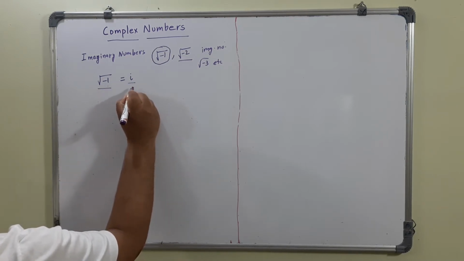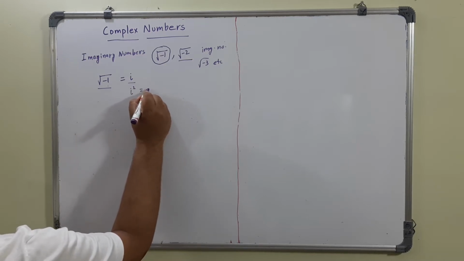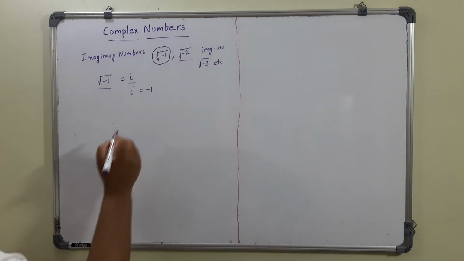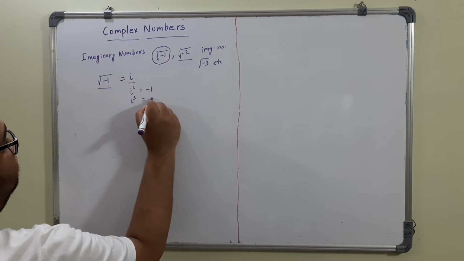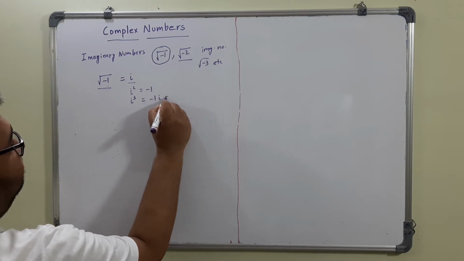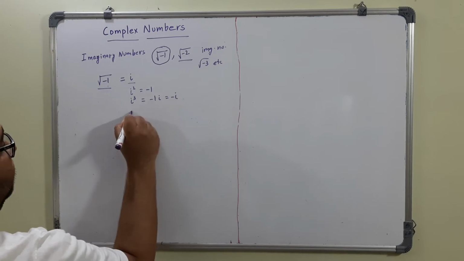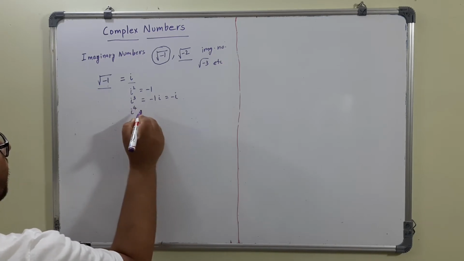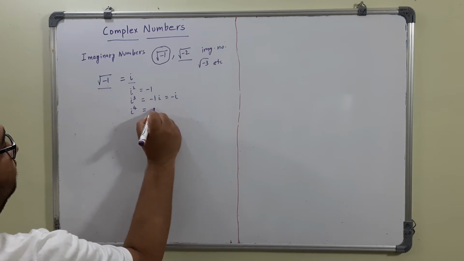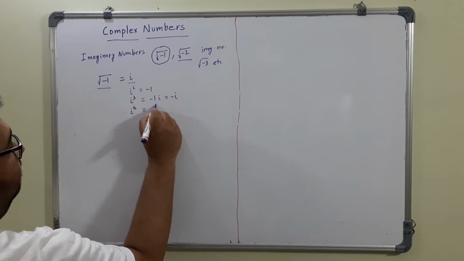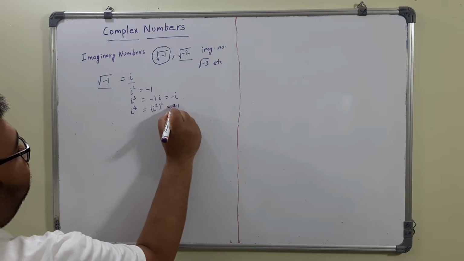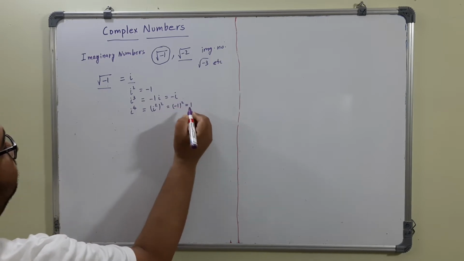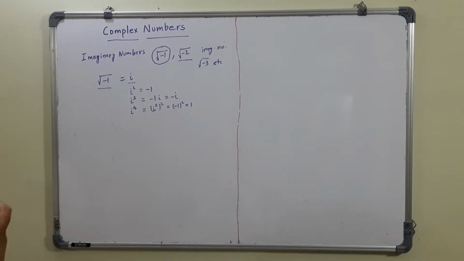So if we take the square of i, this becomes -1. If we take the cube of i, this becomes -1 times i, that is -i. If we take i to the power 4, this becomes i squared times i squared, equals (-1) squared, equals 1. So these we have to remember.